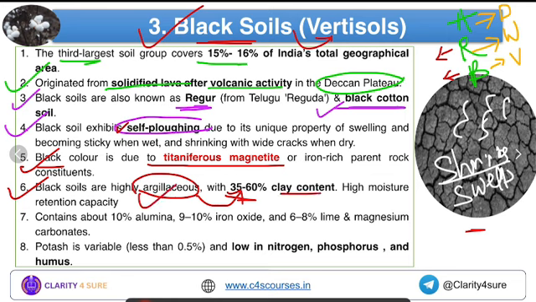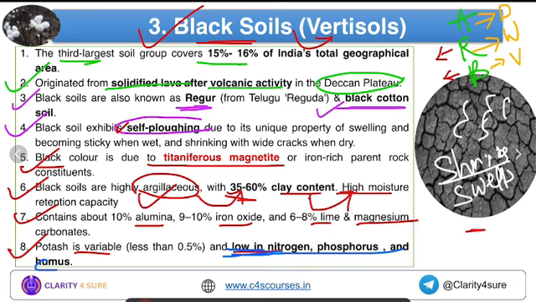And we know if the high clay content is there, it should exhibit high moisture retention capacity. So this is how things are linked. Again, it has the presence of alumina, iron oxide, lime, magnesium carbonate, etc. The potash could be variable, but they are deficient, or have a low concentration, of nitrogen, phosphorus and humus. Again, nitrogen, phosphorus and humus are what? Deficient. So this is it about the black soil.